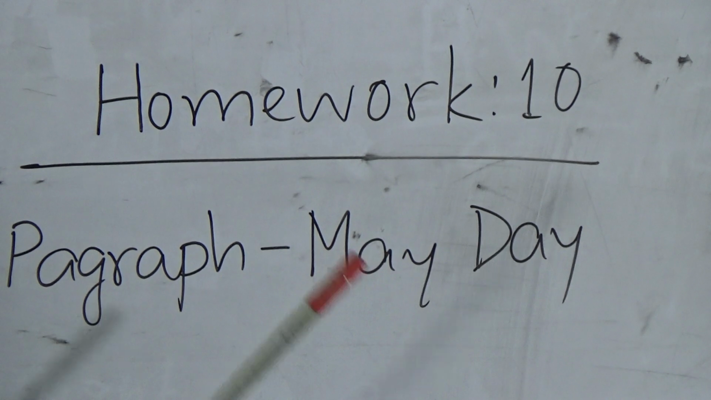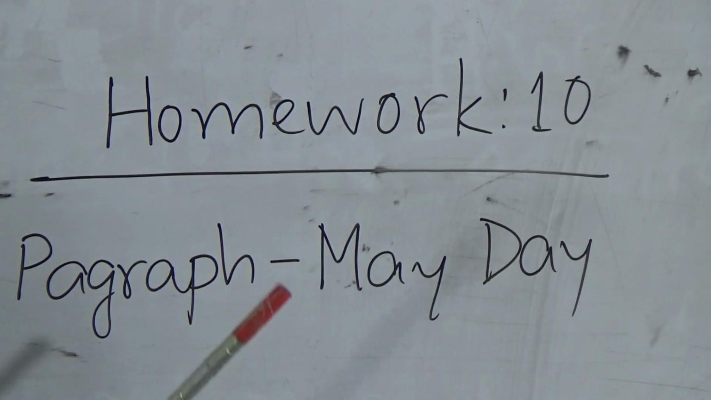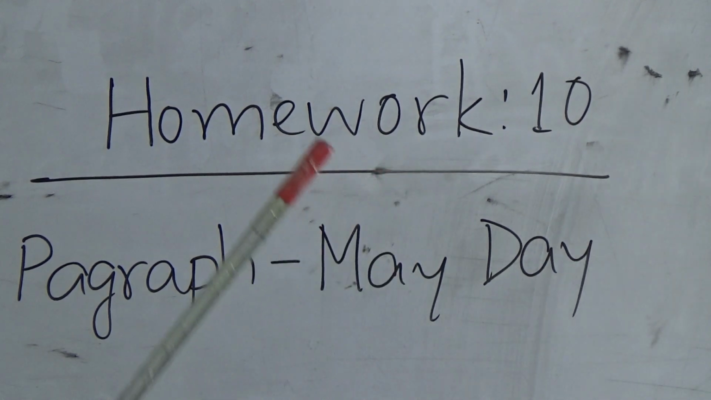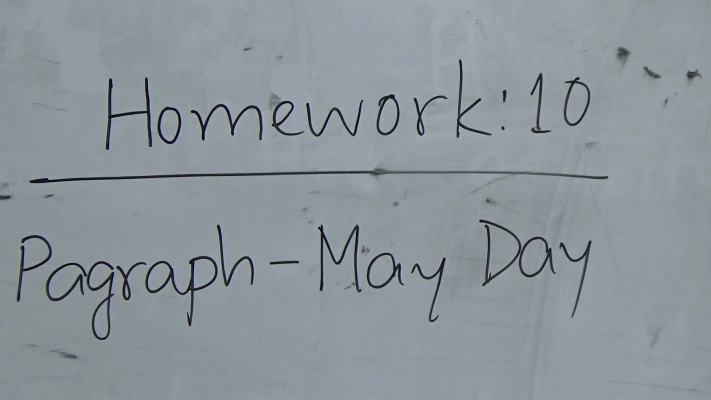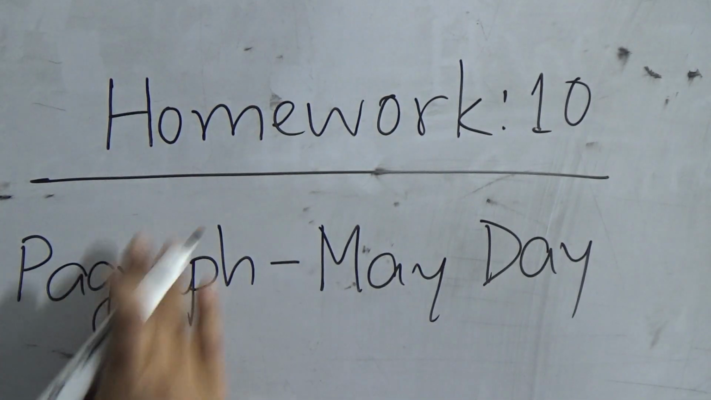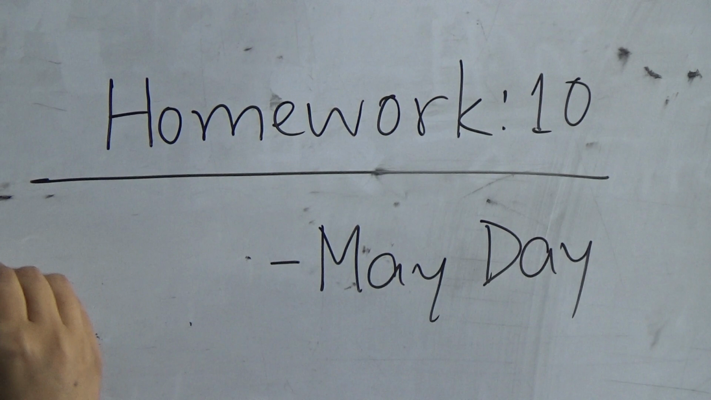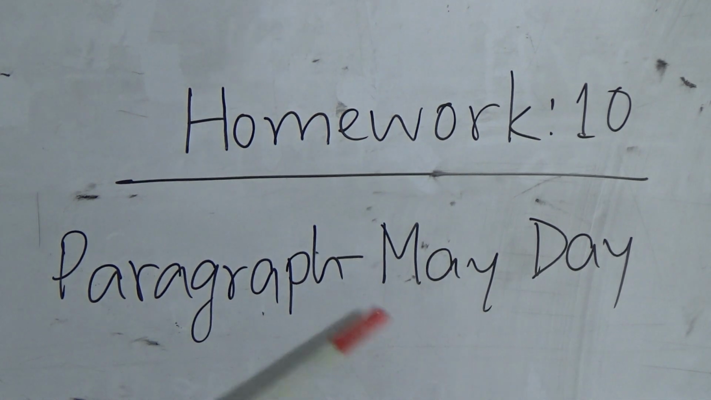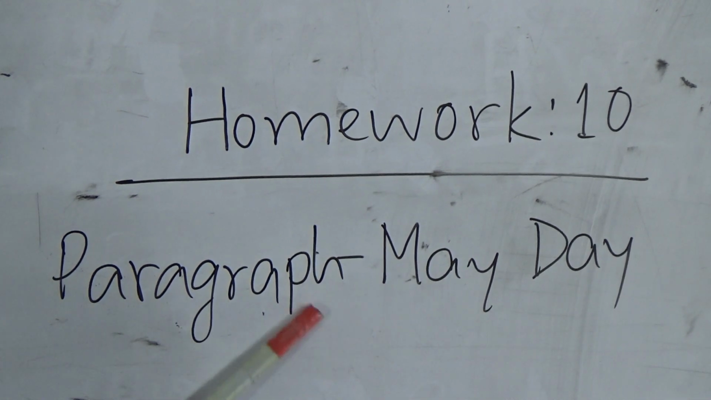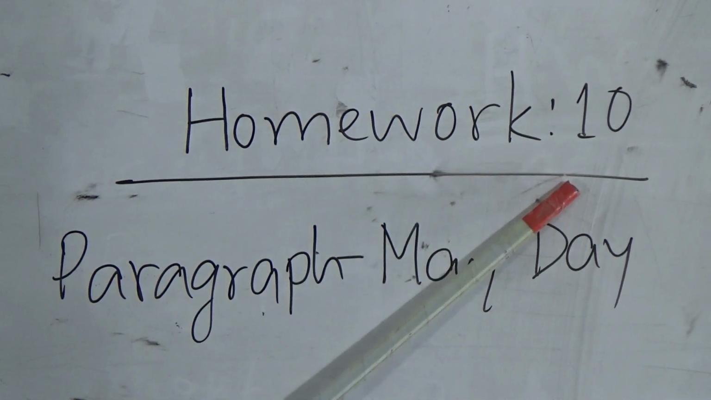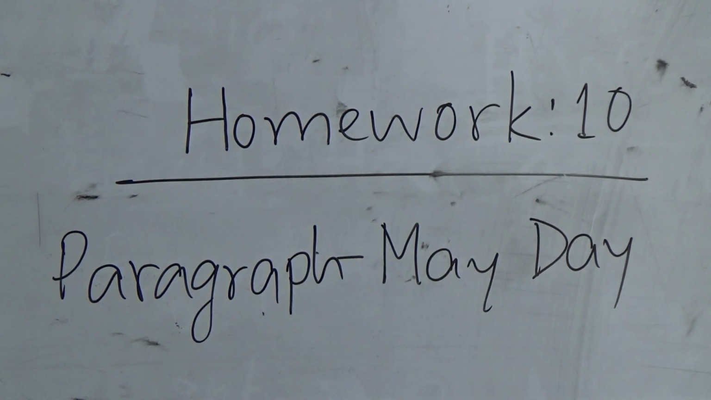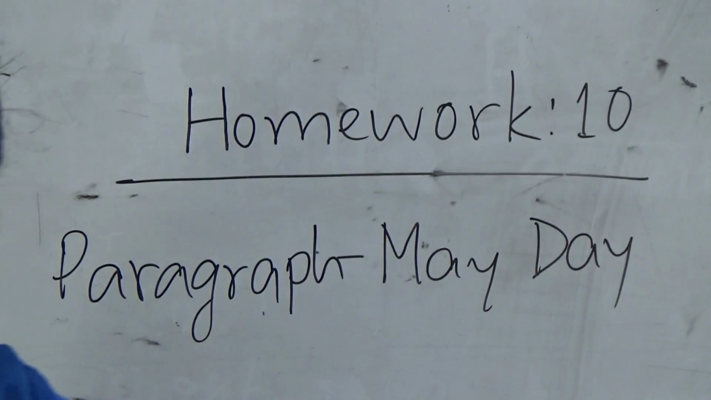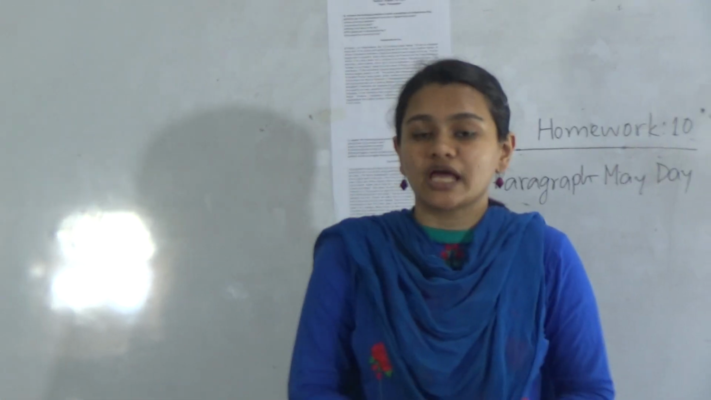So dear students, now we will go to our homework, and there will be a paragraph for you. Okay, there is a mistake. It will be paragraph. May Day. This is your homework. With the help of your textbook, you will write the paragraph May Day, and this is homework number 10. So your homework will be a paragraph May Day. All of you will write the paragraph with the help of your textbook.